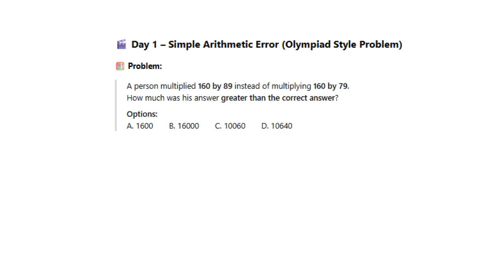To understand this example, we need to do one thing. What he did is 160 multiplied by 89, which is actually wrong. And what he wanted to do, what is the correct thing to do? 160 multiplied by 79. So this is the correct answer.